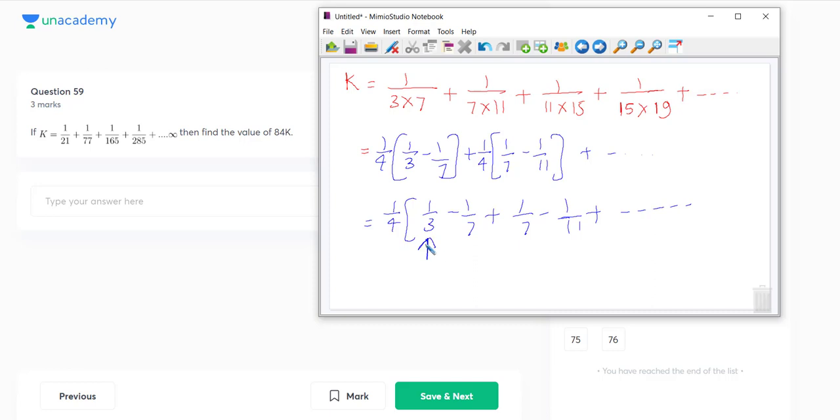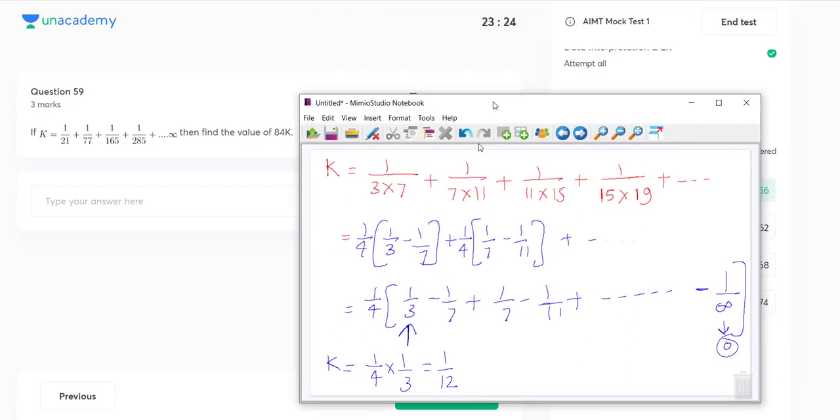You can see that all the terms in between will get cancelled out, except this 1 by 3, which will not get cancelled. The last term will be 1 upon infinite, that is very close to 0. So finally we are left with 1 by 4 into 1 by 3, that is 1 by 12. So the value of k is equal to 1 by 12.